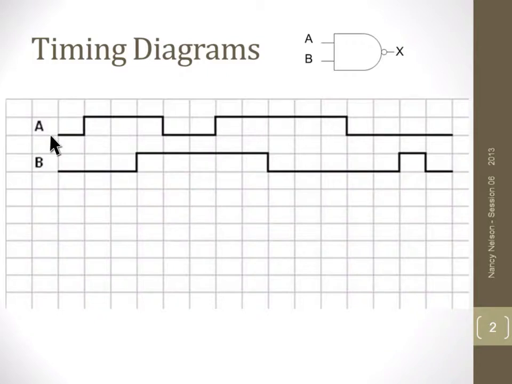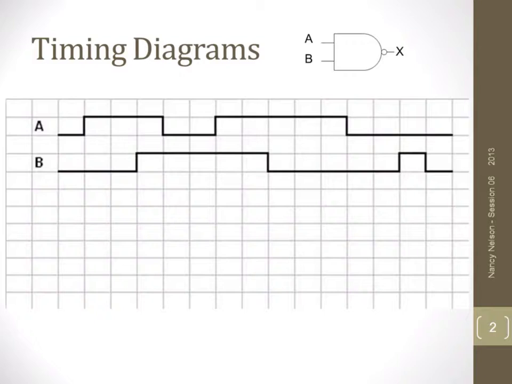So if we look at our two inputs, A and B, we can see that they change over the period of time that we have represented here. So what we're looking for is when they're both high at the same time. First time we're going to see that is right here for one time period, and then if we continue a little bit longer, we see another 2 time periods here where they're both high. So that means during those 3 time periods our output X is going to be low.